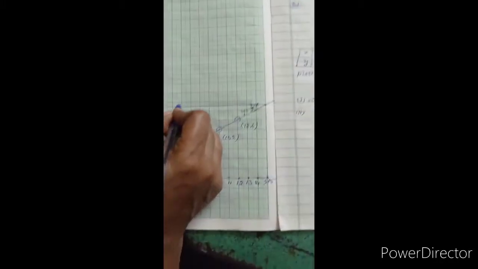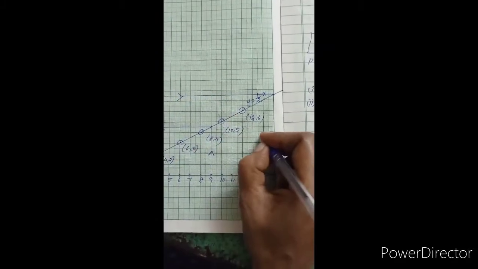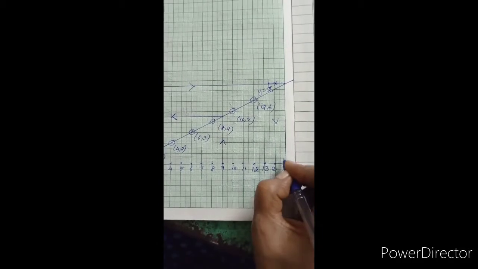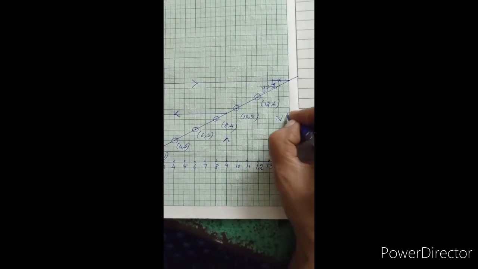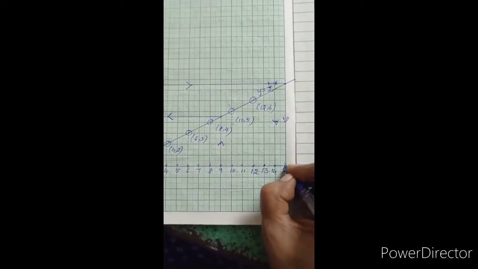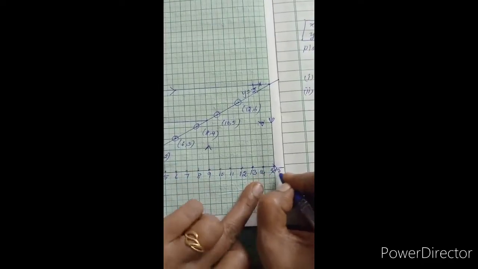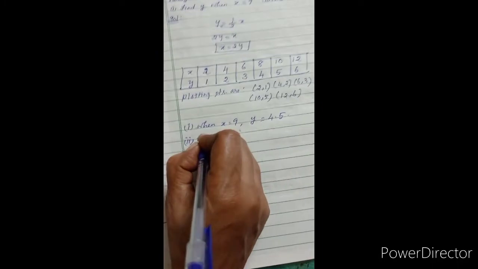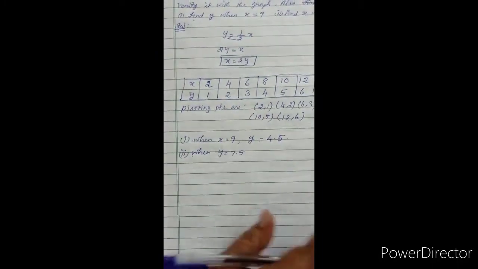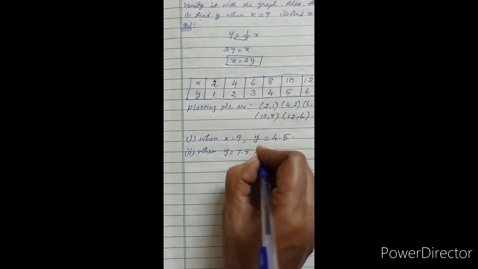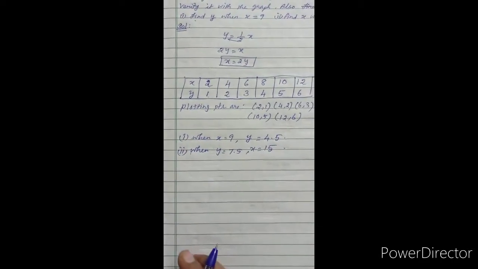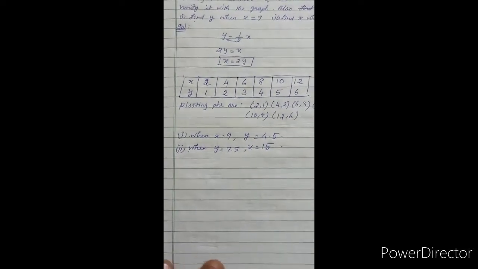So draw an arrow mark like this. Left side arrow here, here downside arrow. So this is our required straight line. So this point is 15. When y is equal to 7.5, x is 15. That's all.